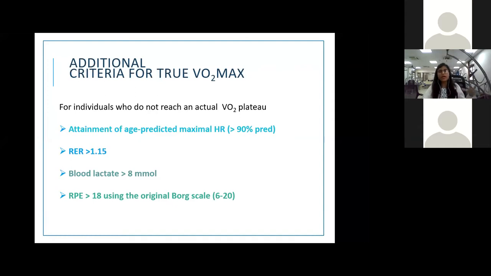If we are doing simultaneous blood lactate measurements, which we could, but it's better to do it on the cycle rather than on a treadmill, then whether the values reach beyond 8 millimole or not. And the last thing is whether the RPE values were above 18 or not. So if you have one or two parameters positive with this, then you could assume that the person had given their maximum effort, an all out effort, and you got the VO2 max value.